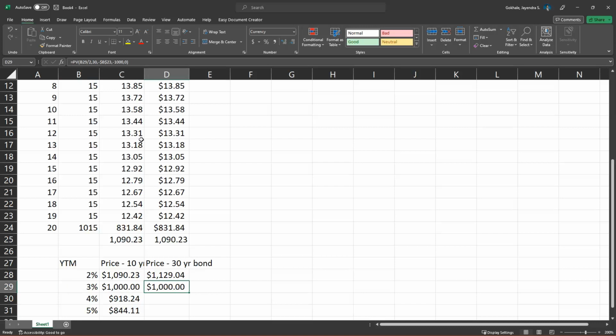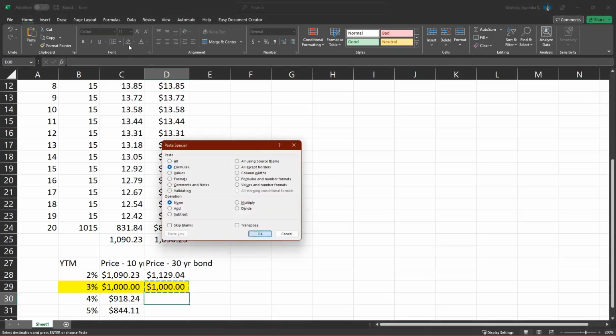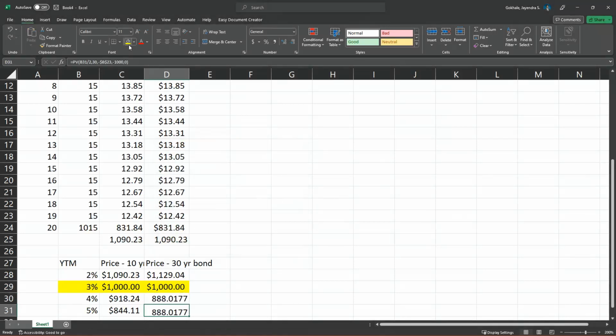So this thing is repeating itself no matter what the life of the bond is. Very profound implication. If the coupon rate equals the yield to maturity, the price of any bond is equal to par. Very, very profound implication. As long as the coupon rate equals yield to maturity, the market discount rate, the price will be par. Let's remember that, okay? So now let's just paste special formula here and just Control D.